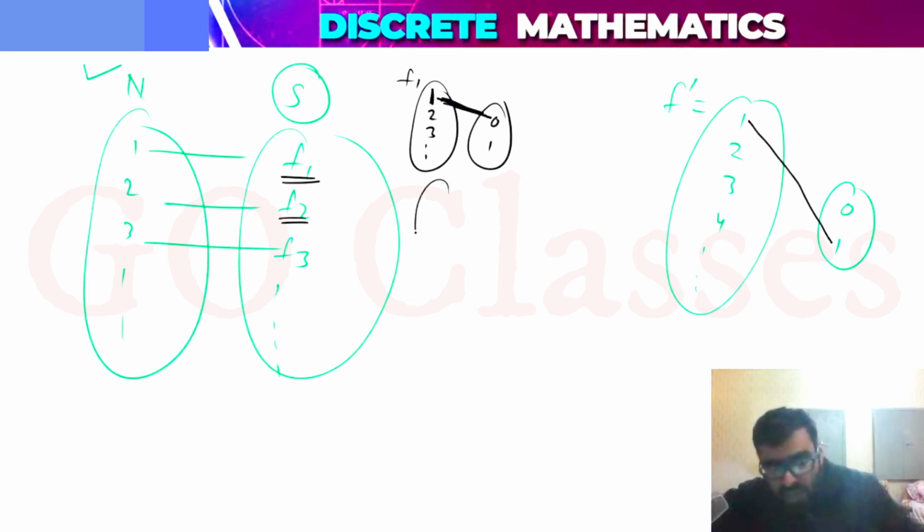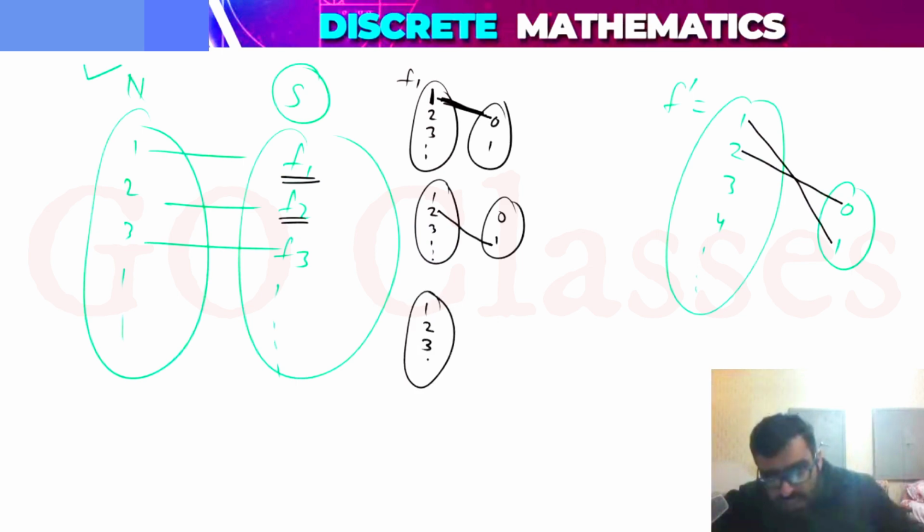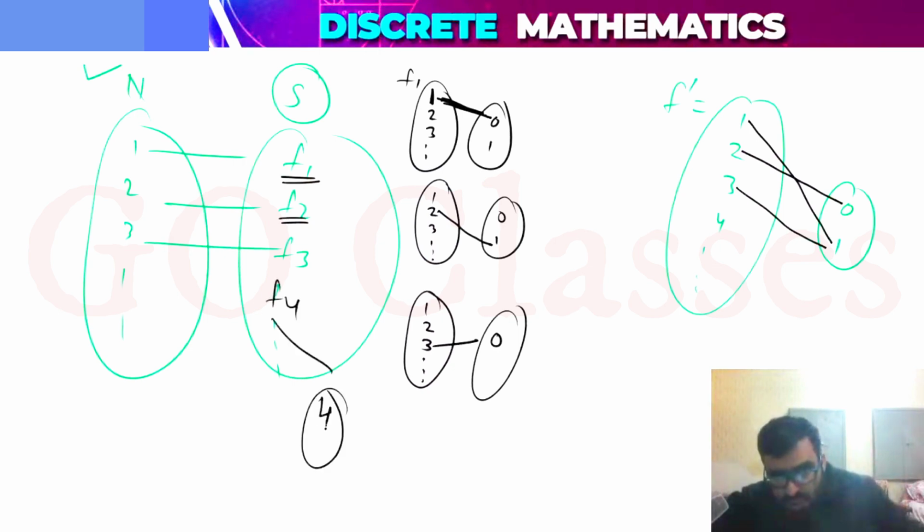Now similarly, let's look at f2. In f2, look at 2. Let's assume 2 is not going to 0. If 2 is not going to 0, then my 2 will go to 0. Now let's look at f3. In this f3, look at 3. If f3 is going to 0, then my 3 will not go to 0. Now let's look at f4. Just look at 4, don't worry about other things. If this 4 is not going to 0, then my 4 will go to 0, and so on.